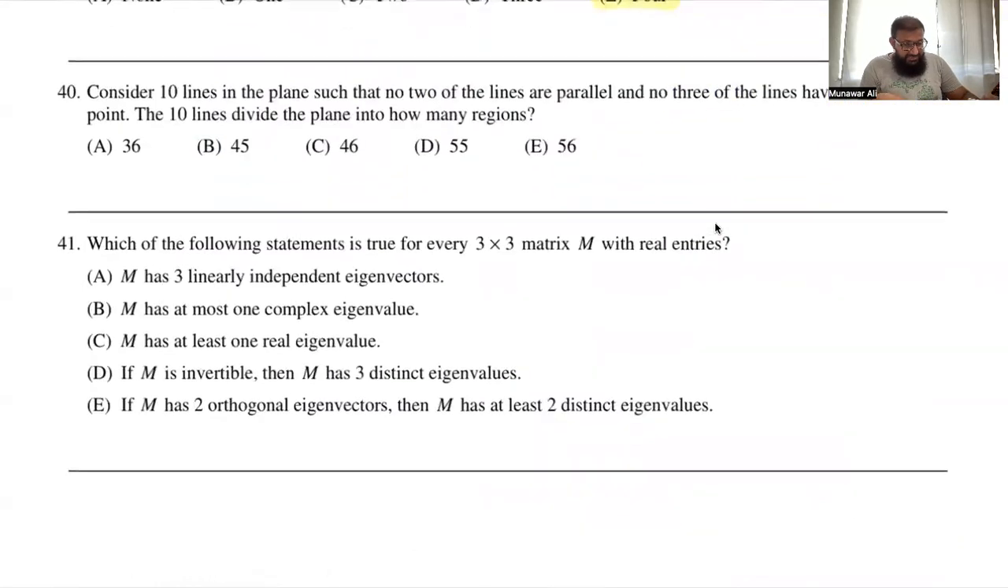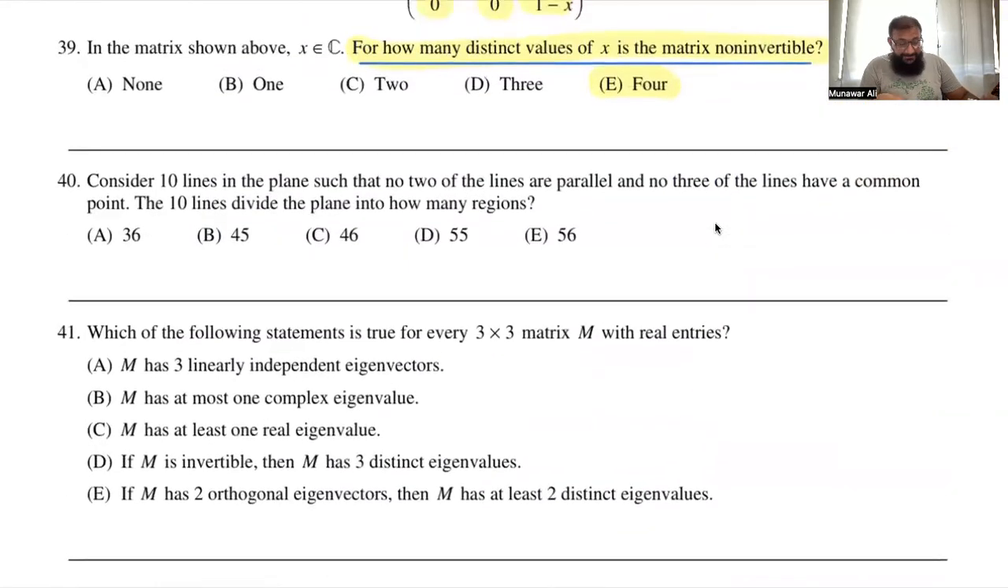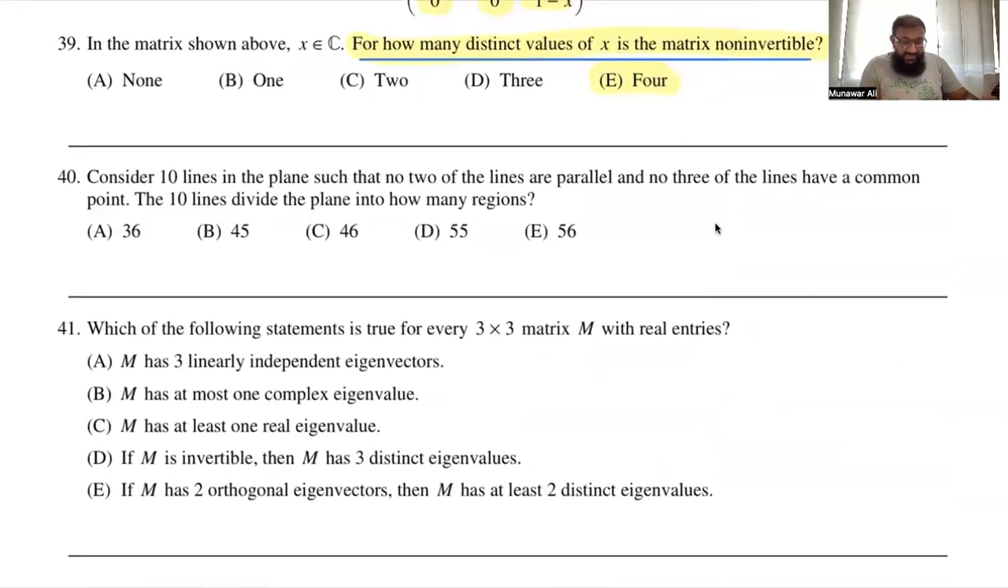Let us move towards the last question. That's a bit tricky, but we are going to do it in a more efficient way. It says that we have 10 lines in a plane such that no 2 lines are parallel, and no 3 lines have a common point. It means if you draw 3 lines, they don't have a common point. 2 lines can intersect, but not 3 at the same point. The 10 lines divide the plane into how many regions?